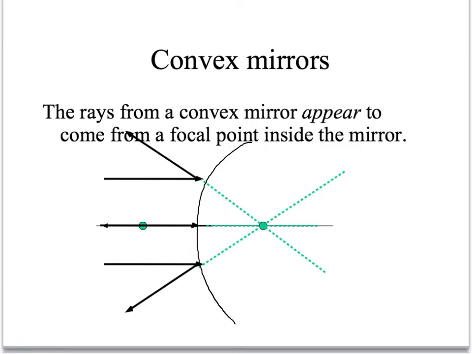Okay, a convex mirror makes light rays spread out. So the light rays come in, and they bounce off this way. But if you followed them back and traced them all back, they would appear to meet inside the mirror. So there's your focal point.